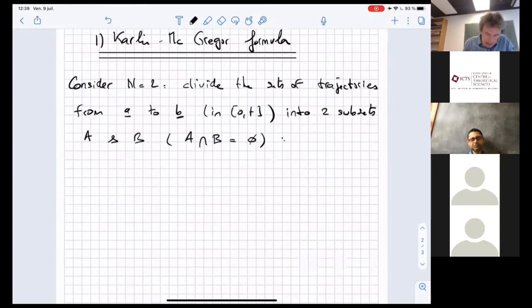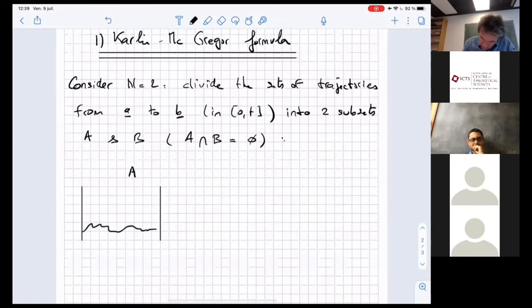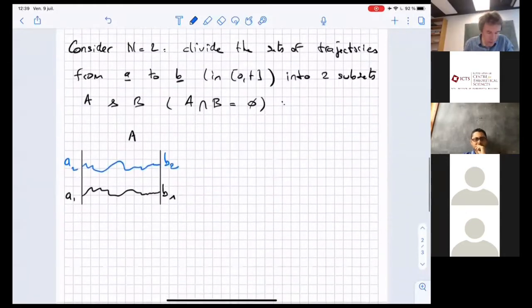Let's divide all these trajectories into sets. So A, actually, the set A is the one that we are after. The set A are precisely the sets of trajectories that do not cross each other. So this one starts from A1 and arrives at B1. And the other blue one starts at A2 and arrives at B2. But the point is that here there is no crossing. So this is my set A.